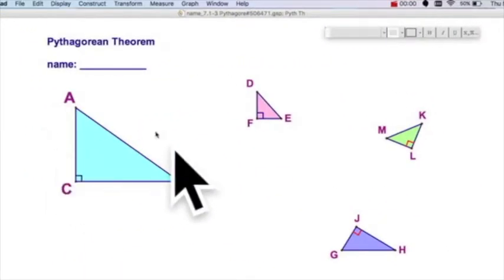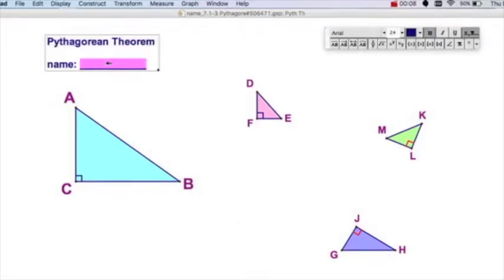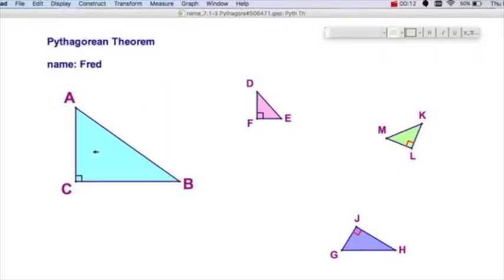Well, here we go with four right triangles, and we're going to demonstrate the Pythagorean theorem. Yeah, I know, you've probably seen this before, but it's fun. So put your name down there, and let's get to it.